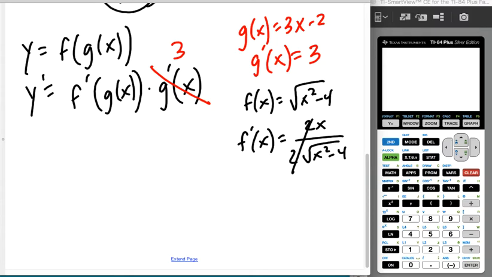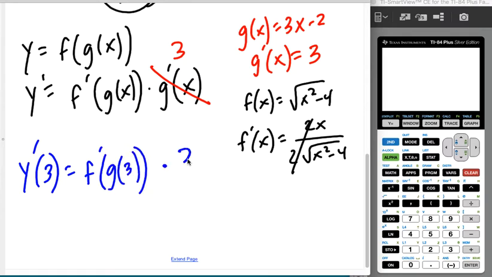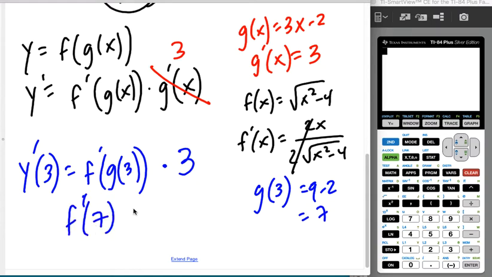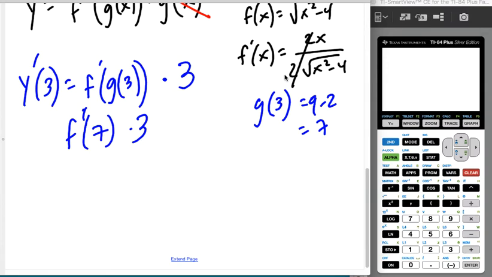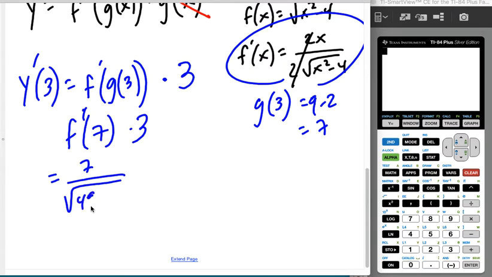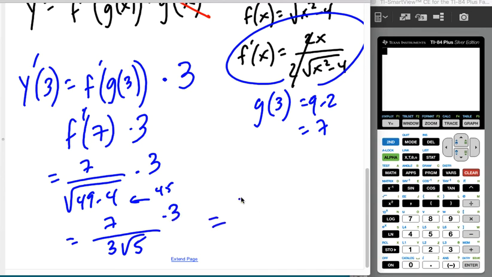The reason I mention all that is then if you wanted to find y prime of 3, you could say, oh, that's f prime of g of 3 times the thing we already know for sure is a 3, because g prime is always a 3. Well, g of 3 is 9 minus 2, which is 7. So you want f prime of 7 times a 3. Well, we now know what f prime is, right? So that's going to be a 7 over root 49 minus 4 all times a 3. Well, that's a 7 over, we established already that this is a 45, so that's going to be 3 root 5 all times a 3, and then you still get 7 over root 5.